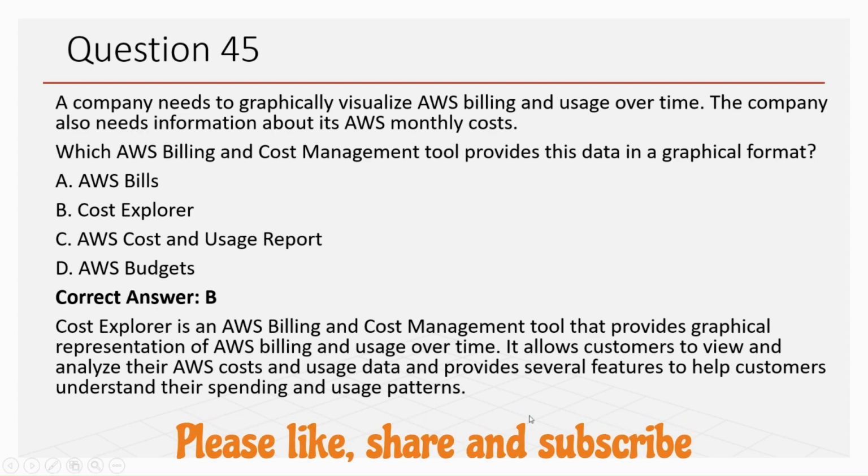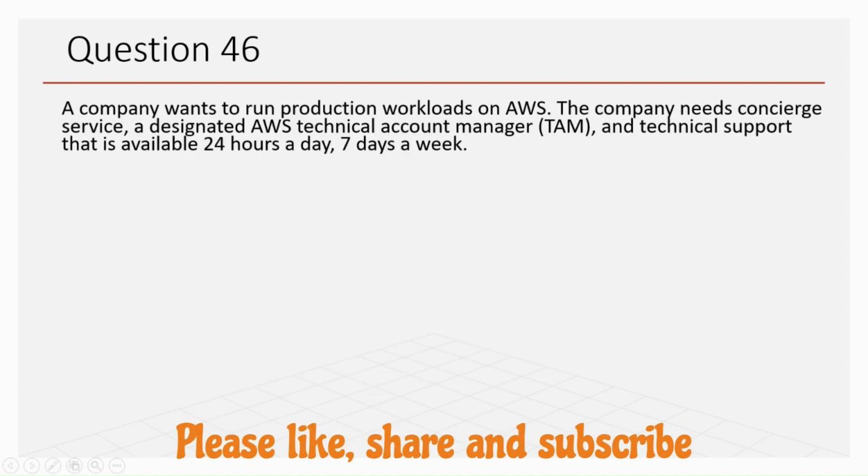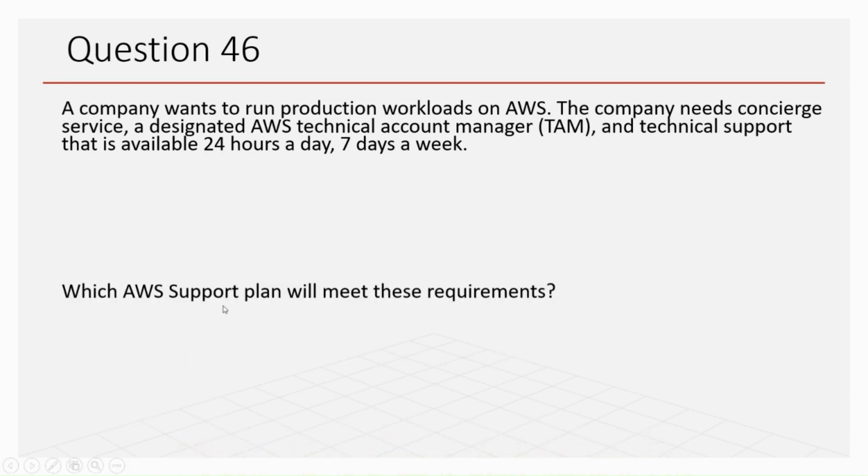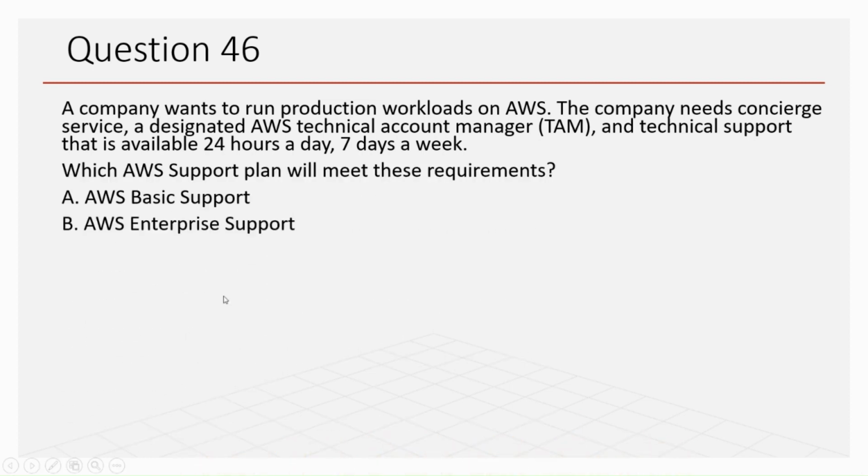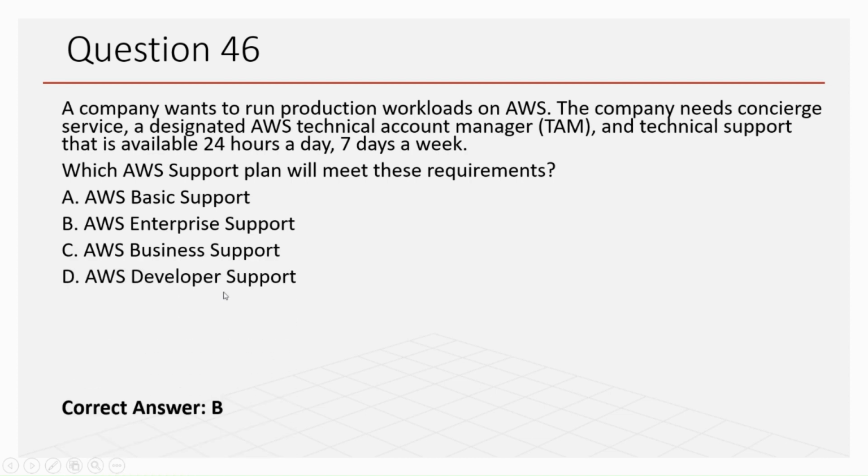Now let's look into the next question, question number 46. It says a company wants to run production workloads on AWS. The company needs concierge service, a designated AWS technical account manager, and technical support that is available 24 hours a day, 7 days a week. Which AWS support plan will meet these requirements? So the options are AWS Basic Support, Enterprise Support, Business Support, Developer Support. And the correct answer is B.